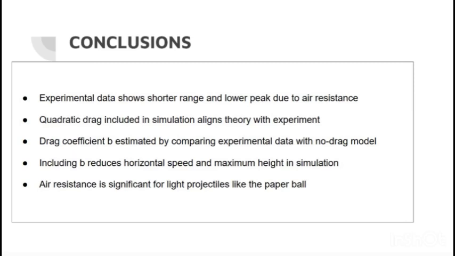In conclusion, the experiment demonstrated that including air resistance is essential for accurately predicting projectile motion. The drag coefficient B can be determined by comparing experimental motion to a no-drag model and solving for drag force. The results show that neglecting drag overestimates both range and peak height, while including drag produces a simulation that closely matches reality.